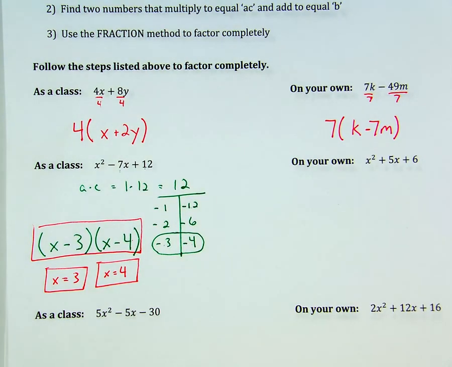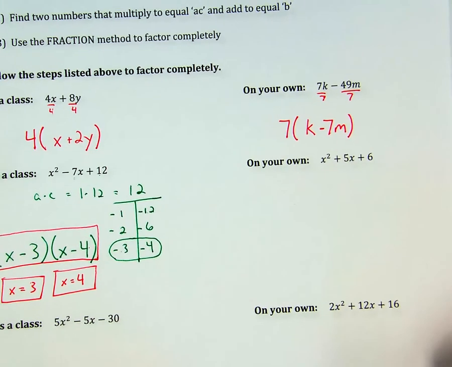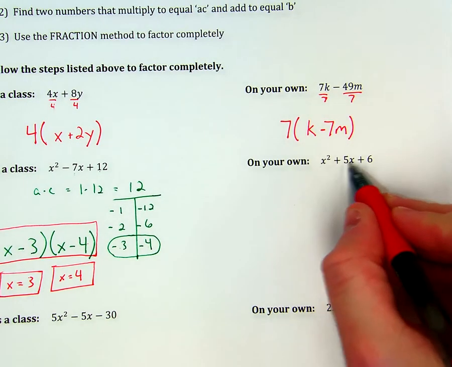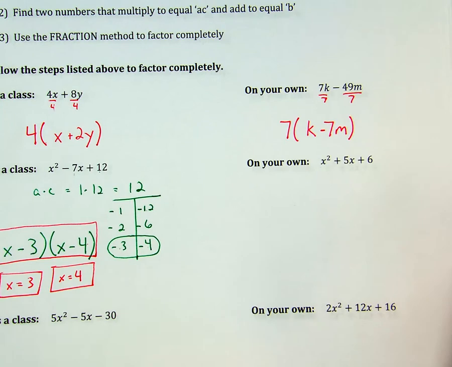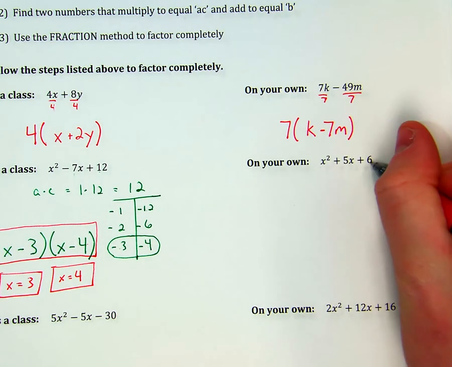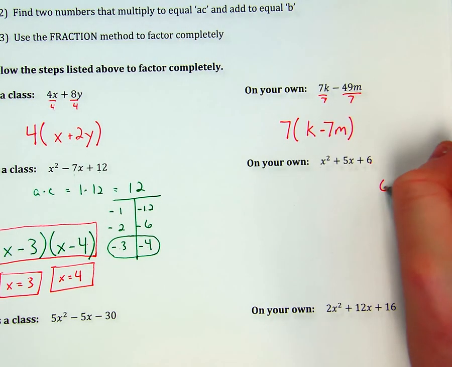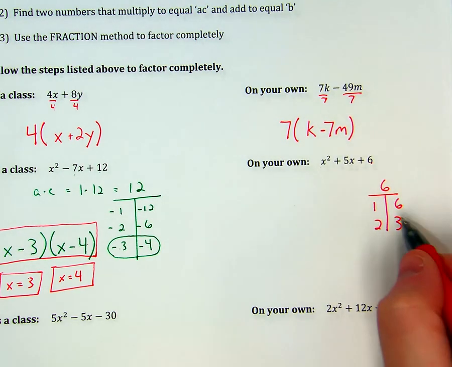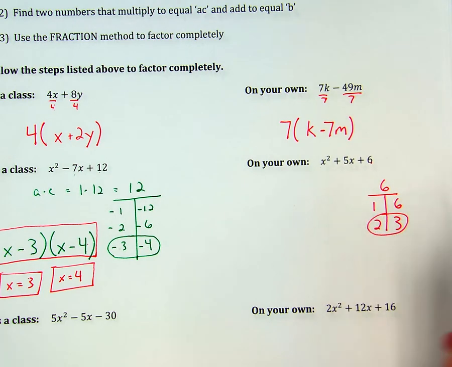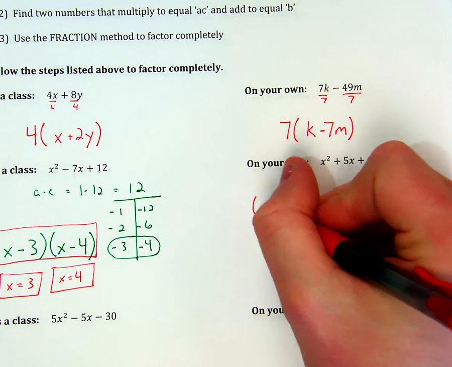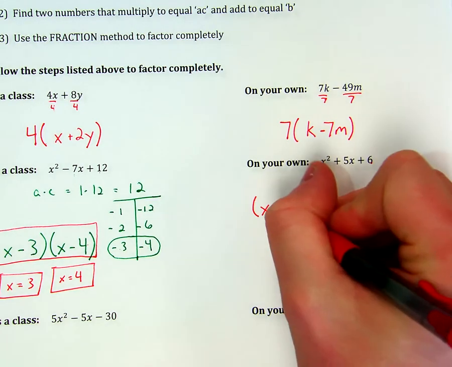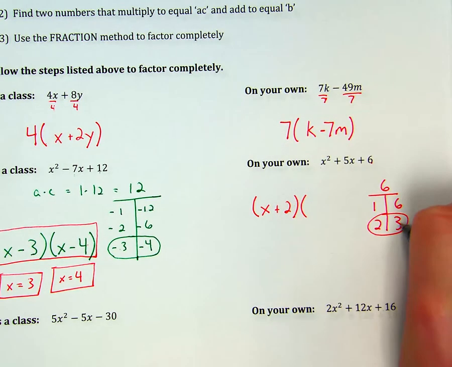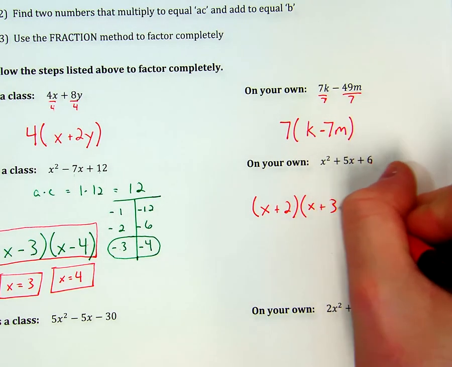Try the next example out on your own, and then unpause the video when you're ready to check your work. 1, 5, and 6 have no greatest common factor. So we're looking for two numbers that multiply to 6 and add to 5. Factors of 6 are 1 times 6 and 2 times 3. I know that 2 and 3 add to 5. So to write this in factored form, I'm starting with x plus 2, and my next term is x plus 3.